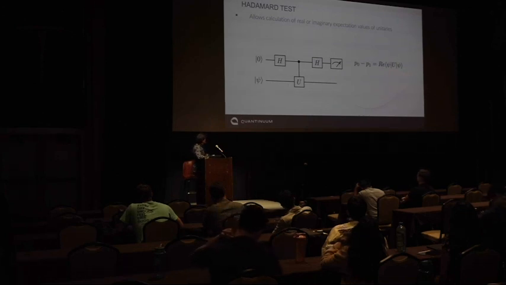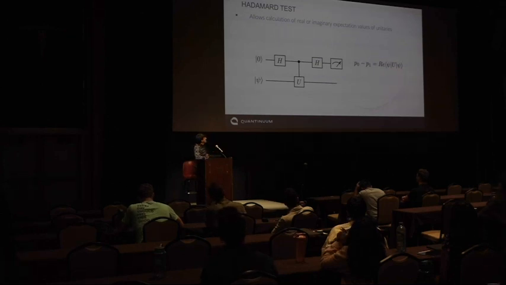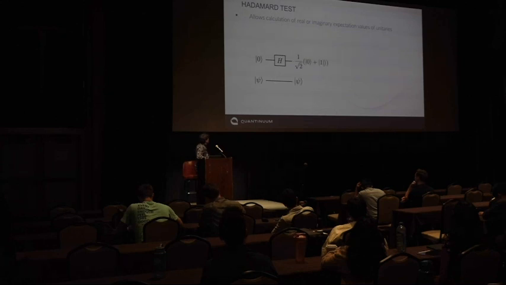When we have a Hadamard, then a controlled unitary, and a Hadamard again, and we do P0 minus P1, this gives us the real part of the unitary expectation value for the input state. Now this is obviously a really, really important primitive, because it allows us to do expectation values, basically. So as this is a tutorial, I will derive this for you.